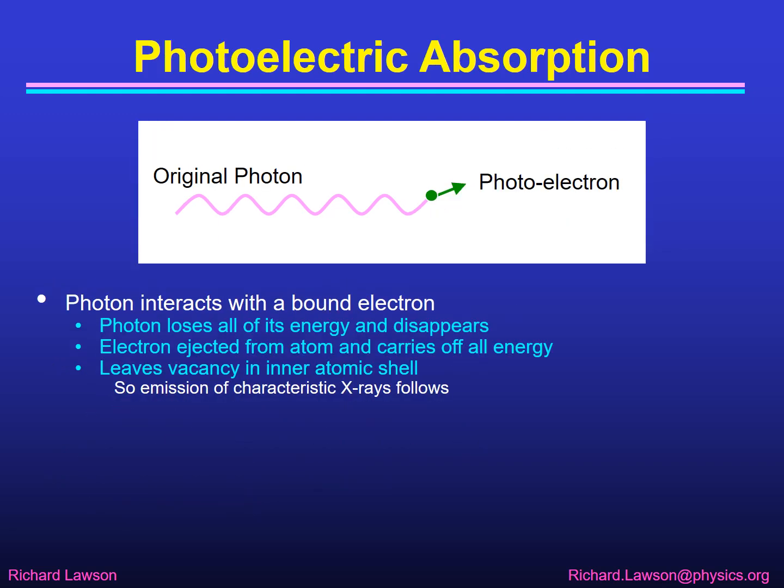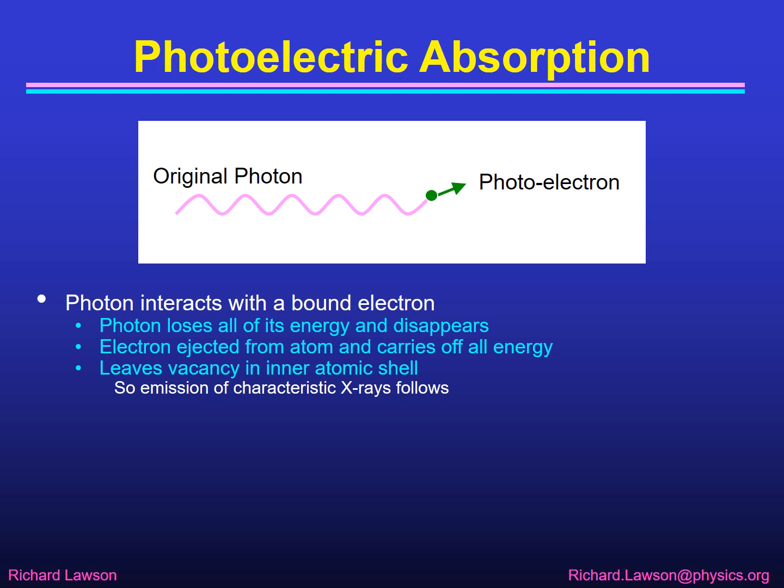The other process we need to consider is photoelectric absorption. In this process, the photon comes in and it interacts with one of the bound electrons that are tightly bound within the atom, and it can knock the electron out completely, and the photon loses all its energy and passes all its energy onto the electron, which is known as a photoelectron.